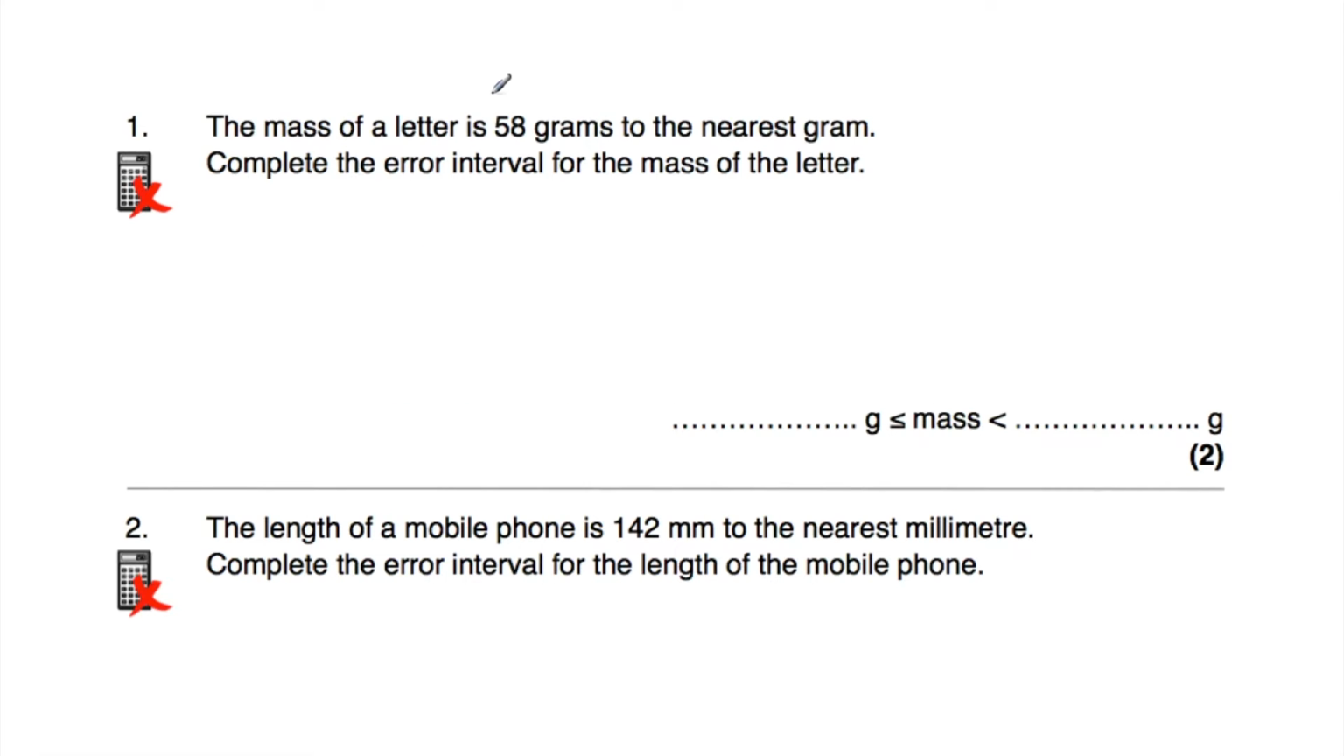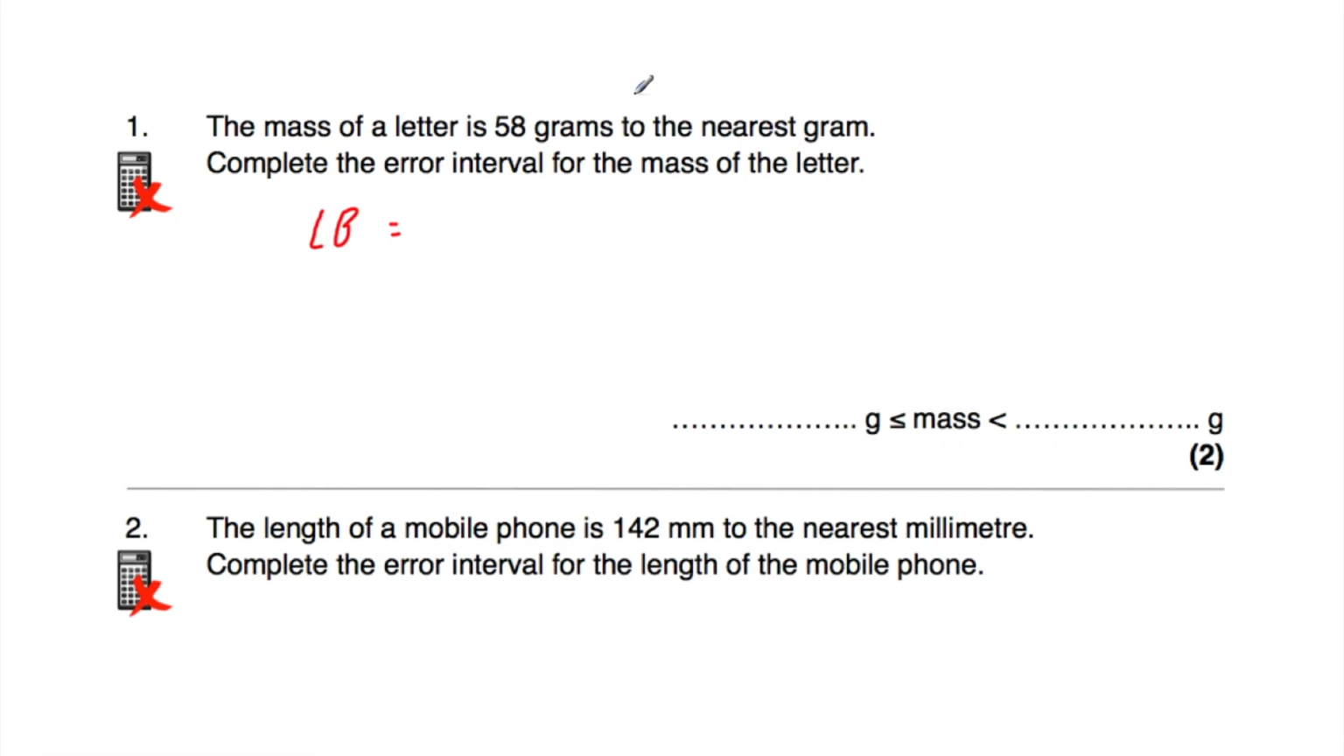So question number one says, the mass of a letter is 58 grams to the nearest gram. Complete the error interval for the mass of the letter. So let's find the lower bound and the upper bound for the mass of the letter. Let's start off with the lower bound. We know that the mass of the letter is 58 grams to the nearest gram.